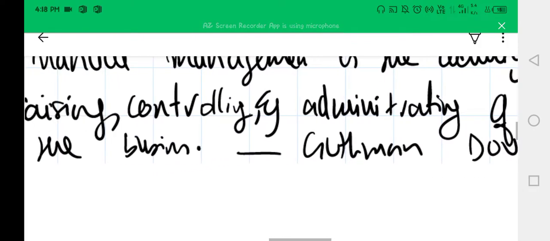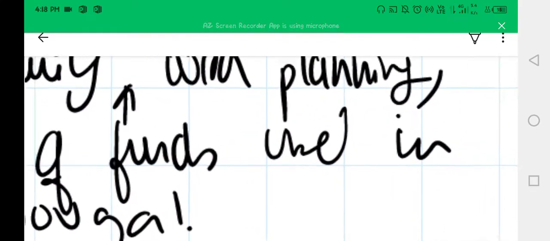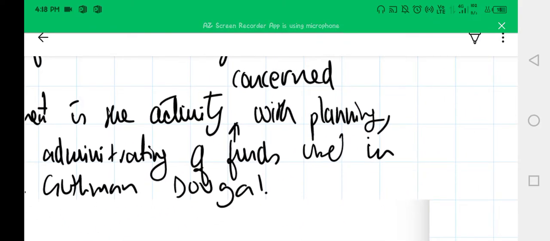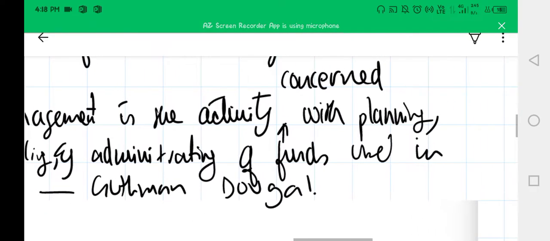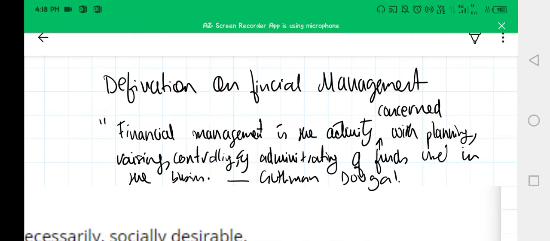Financial management is the activity concerned with the planning, raising, controlling, and administrating of funds used in the business. Gautam Dogale says so.